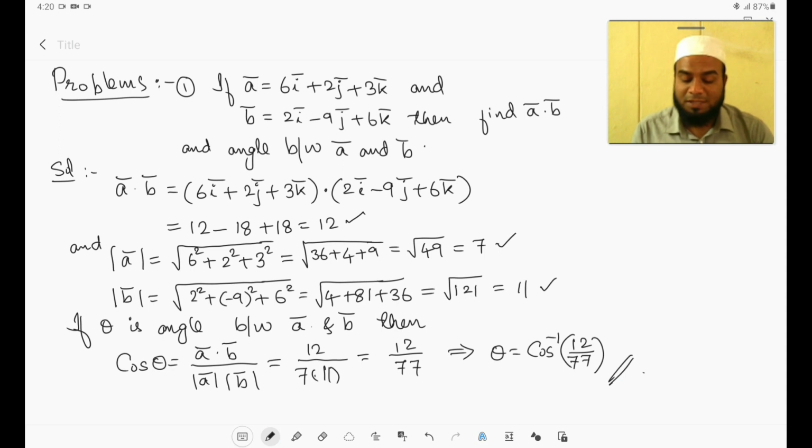What we have to do? First understand the question. A bar is given, b bar is given, two vectors are given. We are asked to find a bar dot b bar, as well as the angle between a bar and b bar. First we computed a bar dot b bar, which is very trivial, and got 12. Then mod a bar is 7 and mod b bar is 11. Then we consider theta as the angle between a bar and b bar. According to the formula, cos theta is a bar dot b bar by mod a bar into mod b bar. Substitute the values and simplify. We got the angle theta equals cos inverse of 12 by 77. So this is how we solve the problem.